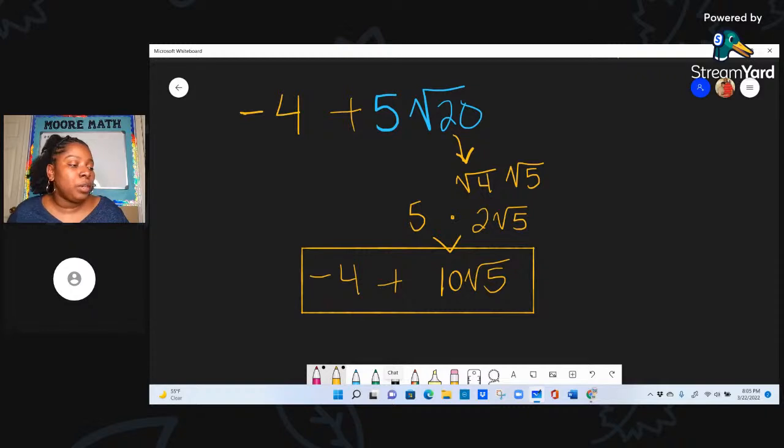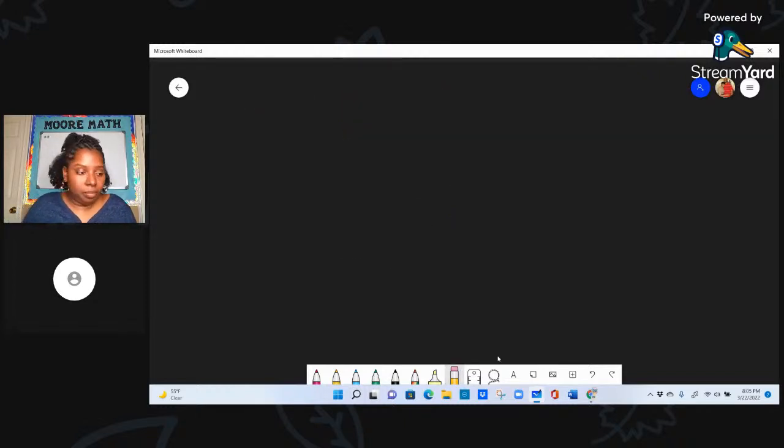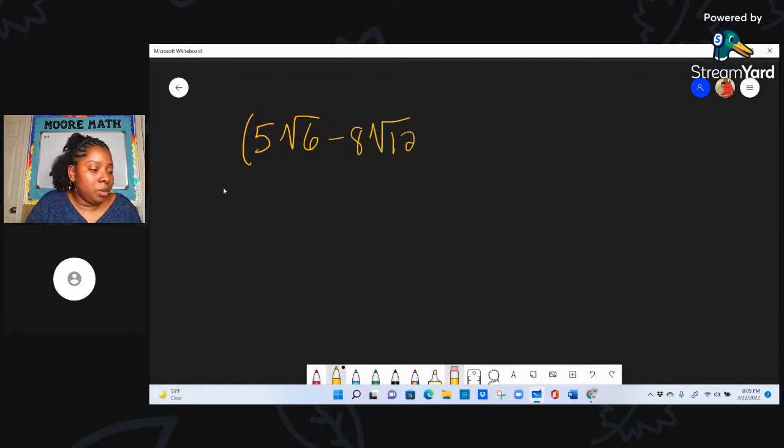So it was 5 square root of 6 minus 8 square root of 12, right? And then you see that question? Number 4. Oh, 5 square root of 6. Mm-hmm. Let me set it up. Okay, so it's in parentheses 5 square root of 6 minus 8 square root of 12 times 2 square root of 15. What was after that?